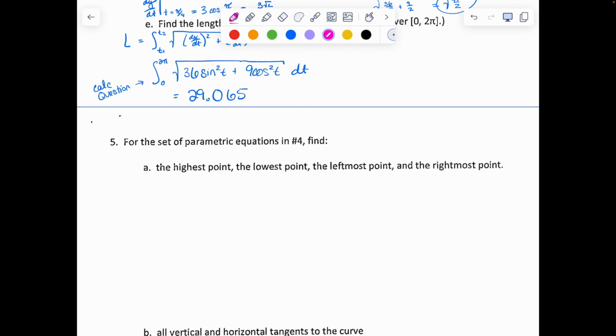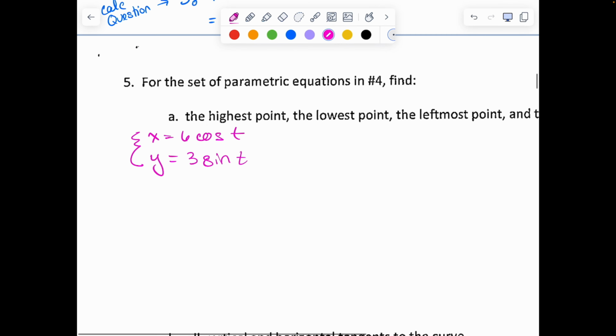Okay, so we're still looking at the same equations that we were working with in the previous problem. I'm going to copy them down again, and then let's talk about interpreting what this means. It wants us to find the highest point, the lowest point, the leftmost point, and the rightmost point. In a parametric equation, that's talking about the maximum and minimum values on our x's and our y's. That's what it's trying to find.